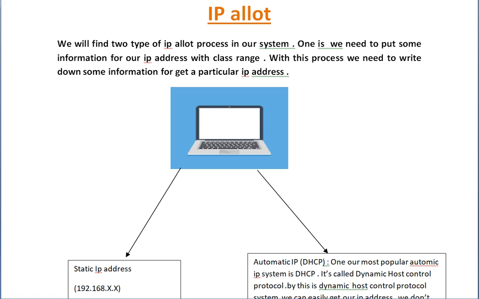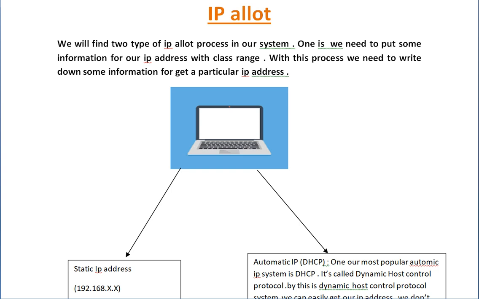Hi everyone. This is a very important topic: IP allocation on our system. Actually, the IP is allocated in two ways. One way is the static way and the other way is the automatic way.